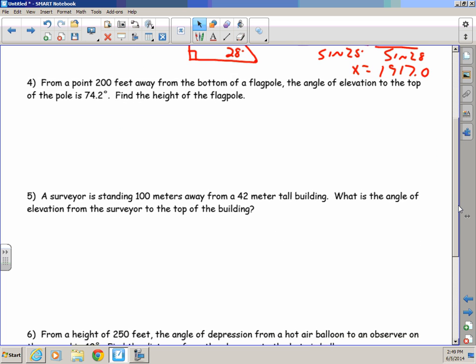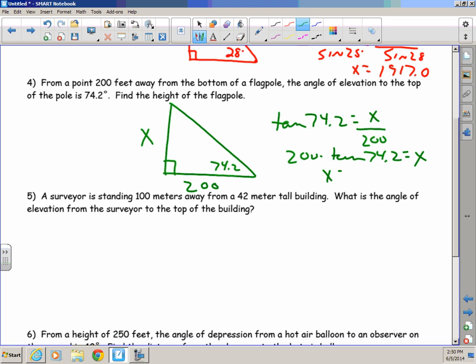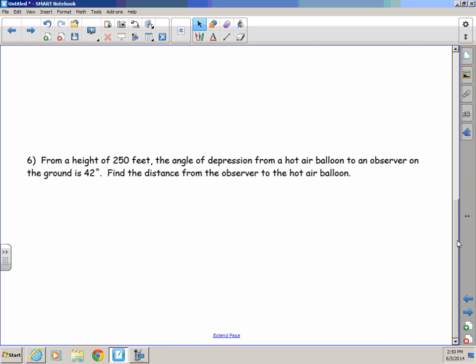From a point 200 feet away from the bottom of a flagpole, angle of elevation 74.2. How high is the pole here? So tan 74.2 is x over 200. A straight cross multiplying so that we get x to be 706.8. Okay? Continuing on to the next two.